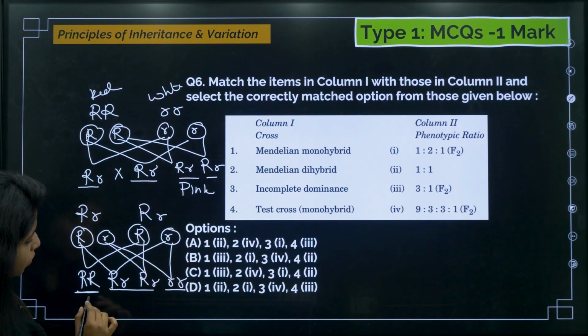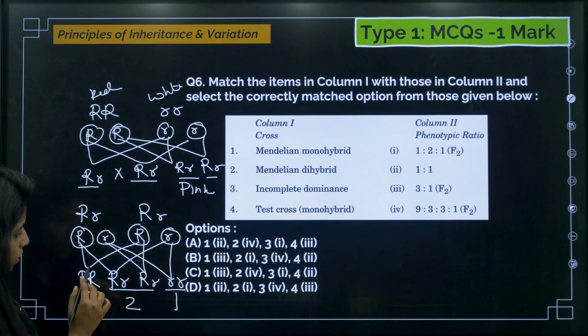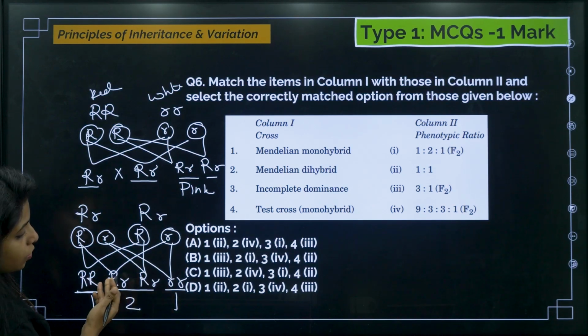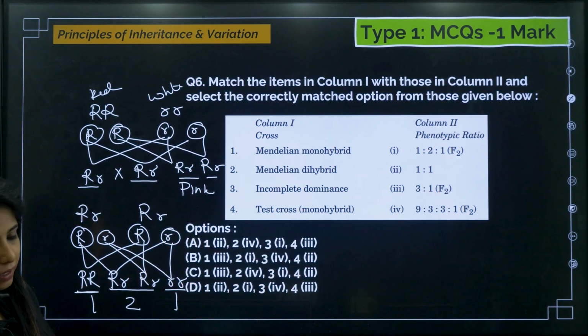1:2:1. 1:2:1 is the genotypic ratio. Genotypically this is only one type. Genotypically this is also, both of them are the same, so 2. And then genotypically this is also rare, this is only one type.